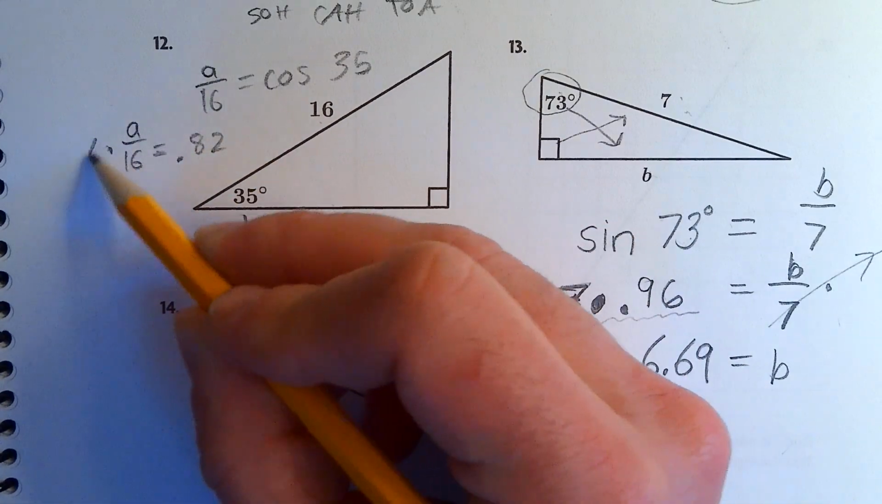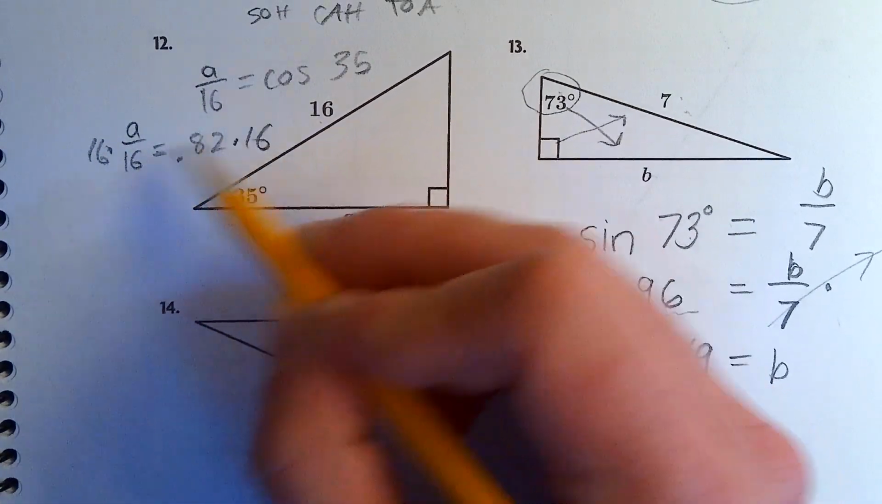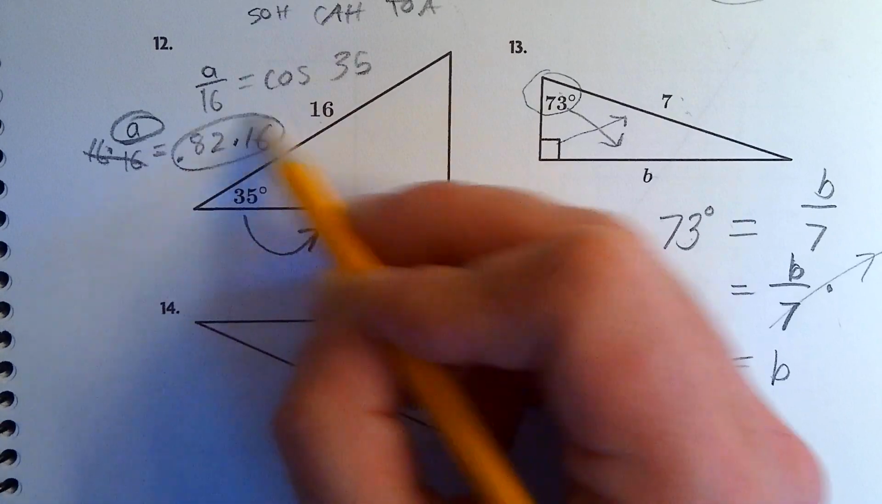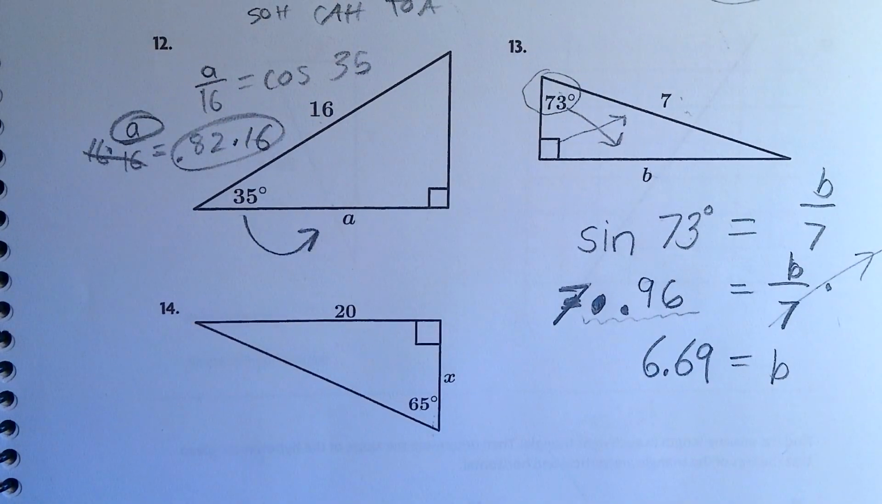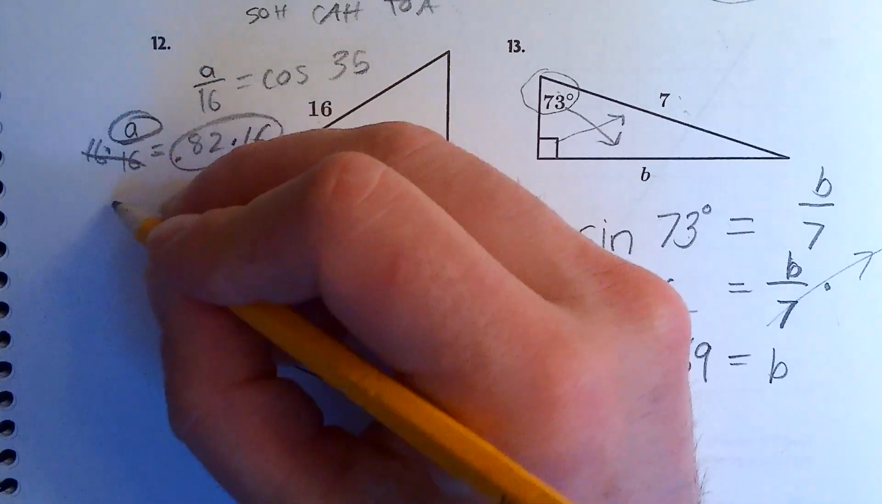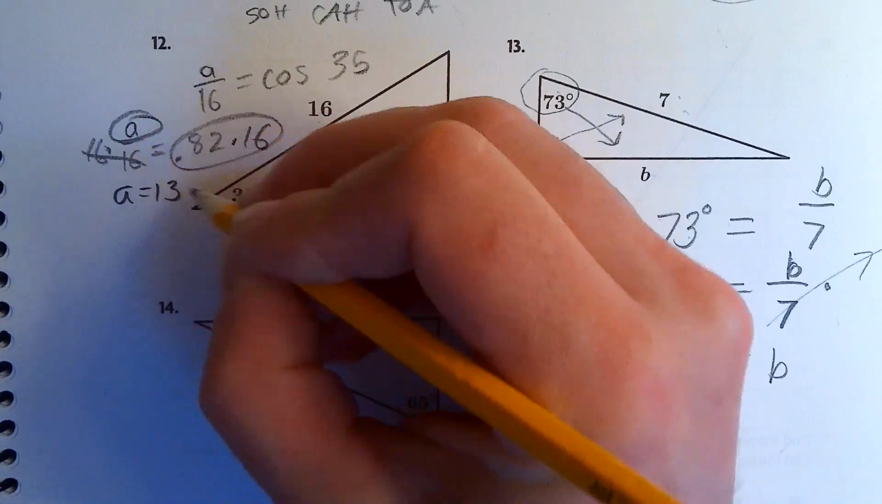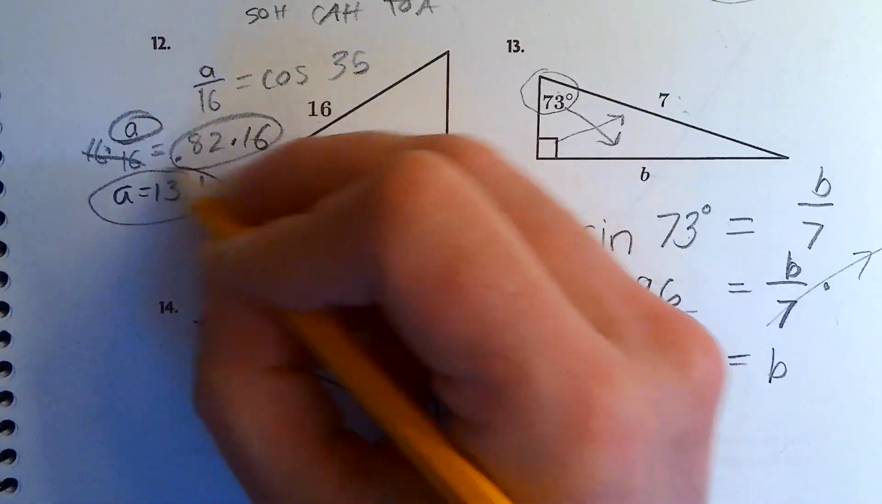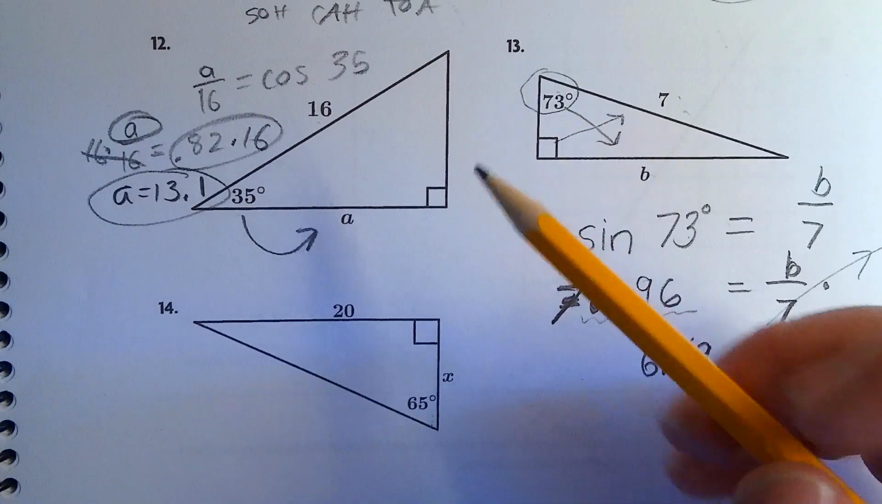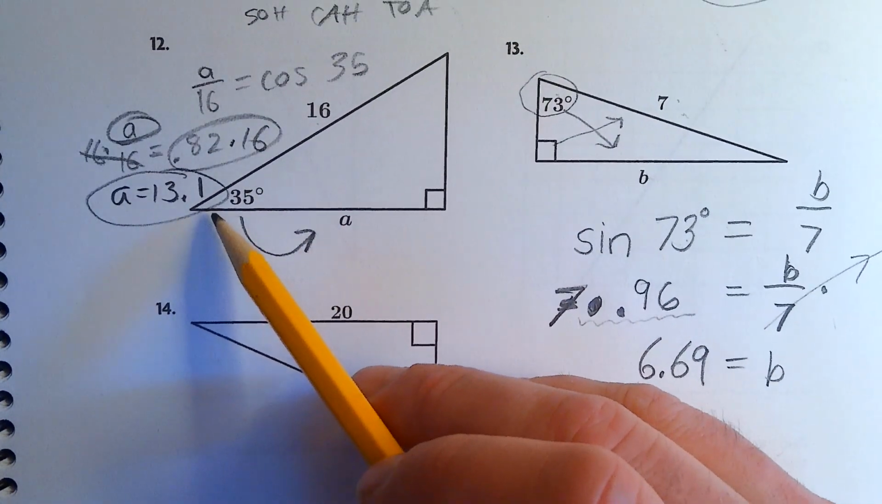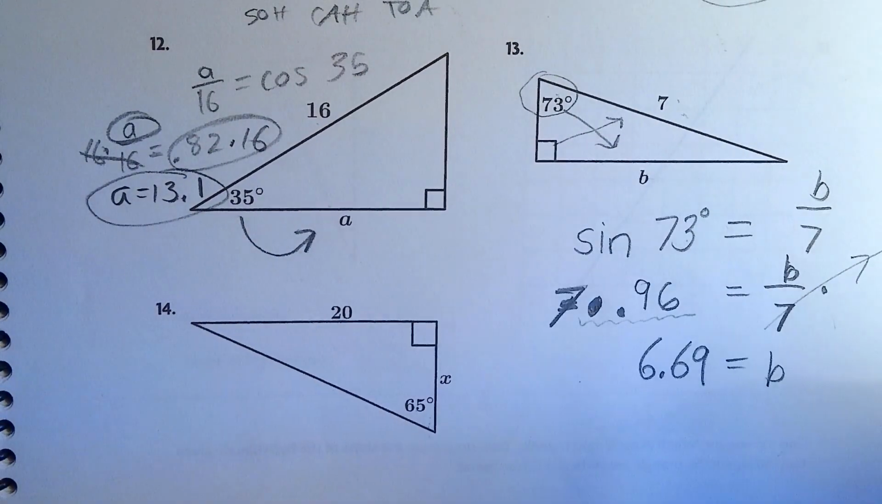And then times by 16 on both sides. And A equals that. Oh, I forgot on Friday I showed you guys how to not take the cosine until the very end. Bad on me for rounding. So I just typed it in my calculator without rounding. I actually used the cosine 35 exact. Got 13.1.